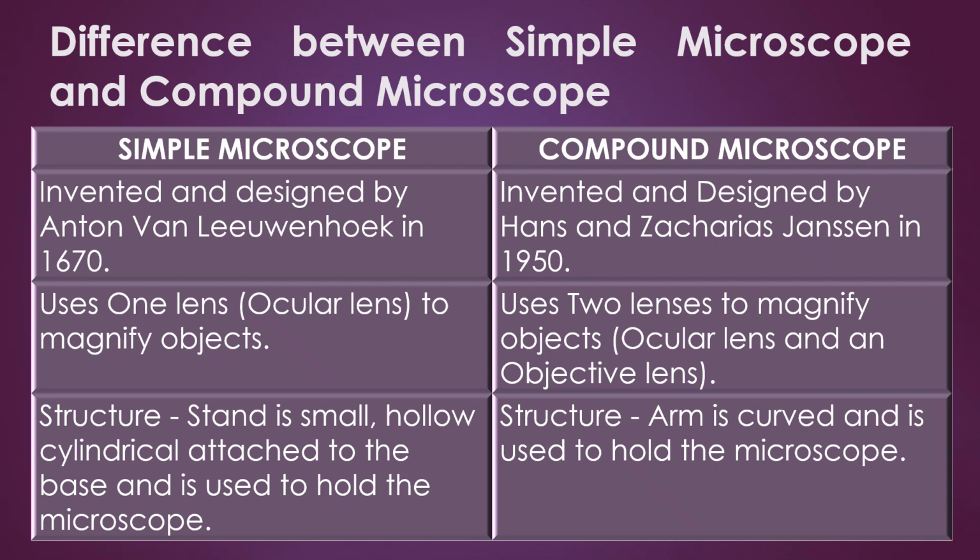Regarding the structure, the simple microscope's arm is small, hollow, and cylindrical in appearance and attached to the base and is used to hold the microscope. But in the compound microscope, the arm is curved and is used to hold the microscope.